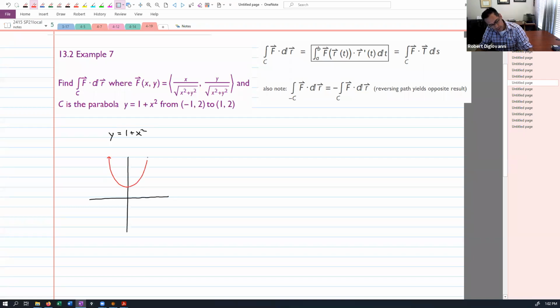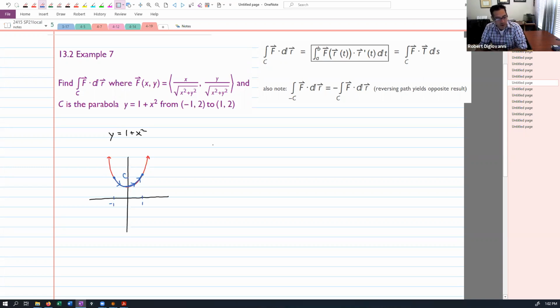So here's our parabola, but we're only going to be going from the point (-1, 2), which is going to be here, and then we want to go to (1, 2). So we're going to be moving just along this part of the path here, that's C, and we're going to be moving in that direction. So we need to come up with the vector equation for this.